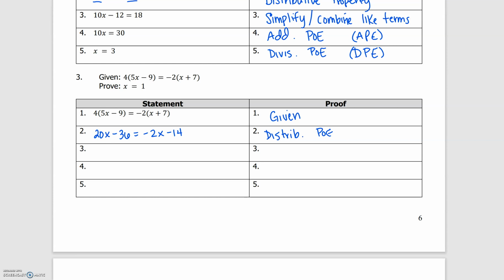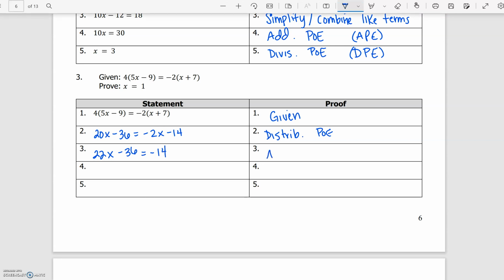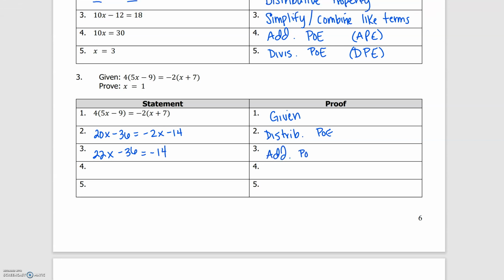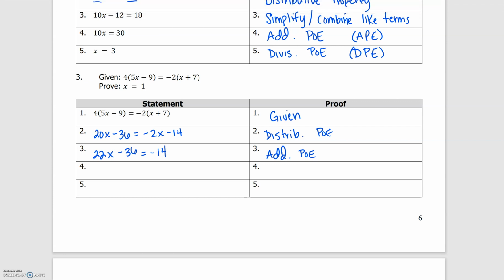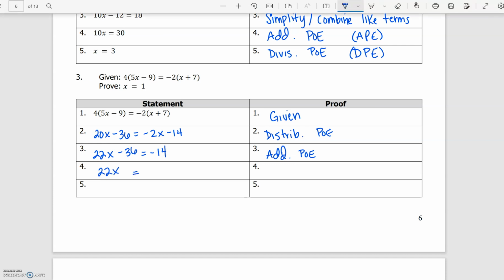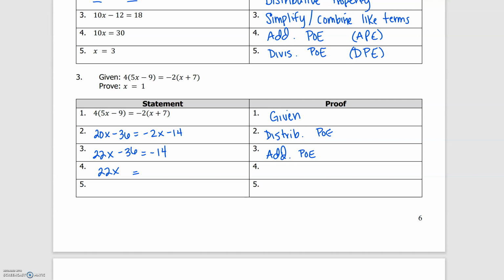Next, we are going to add the 2x to over here. So adding 2x to both sides was going to give me 22x minus 36 is equal to negative 14, and that was, again, addition property of equality. And then adding 36 to both sides. So 22x is going to equal, when we add 36 over here, that's going to give us 22. And so that was, again, addition property of equality.